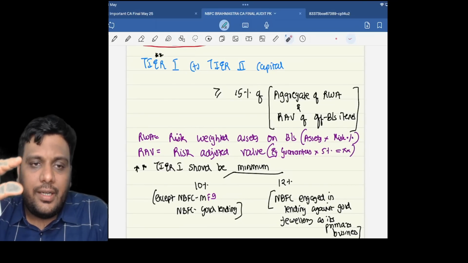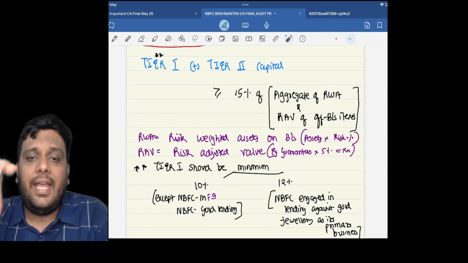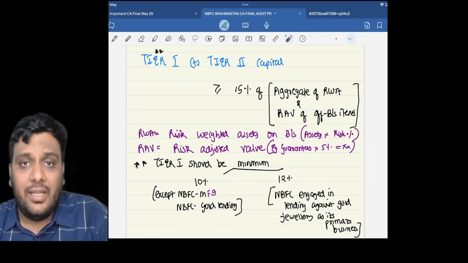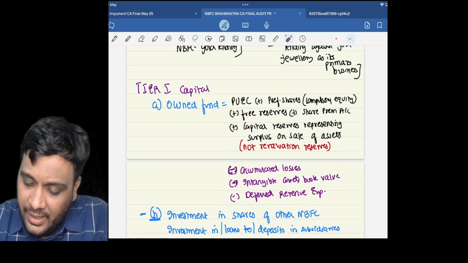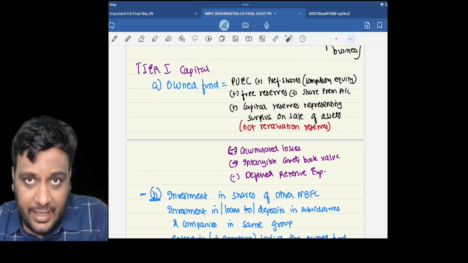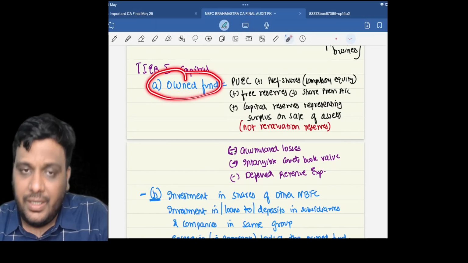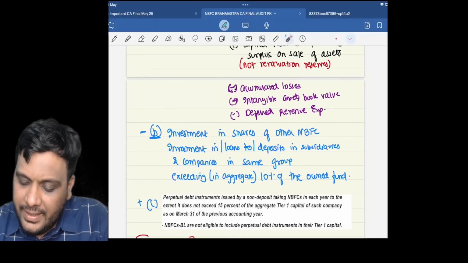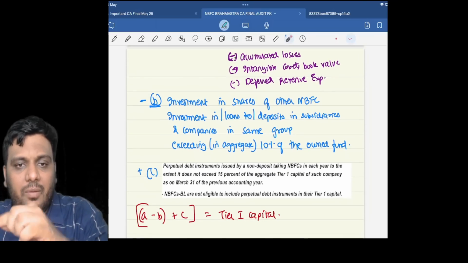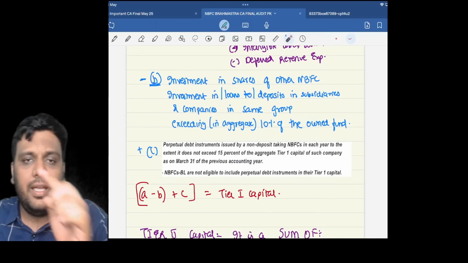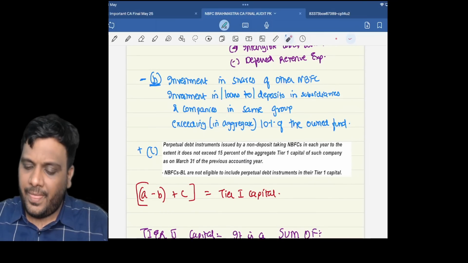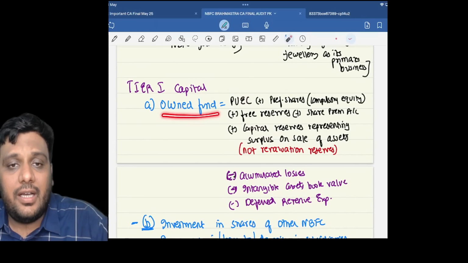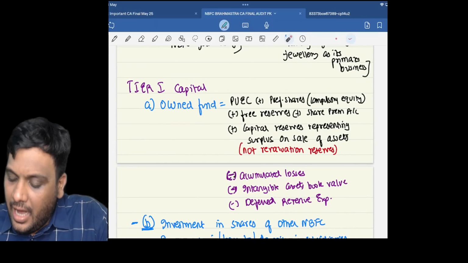We just need to calculate how to find out tier 1 capital, and then how to find out tier 2 capital. Tier 1 capital is simply, listen to me, A minus B plus C. Okay. A minus B plus C. Come on, tell me. A minus B plus C. Now, A figure is the owned fund figure. I repeat, A figure is the owned fund figure. All right. How to calculate that?